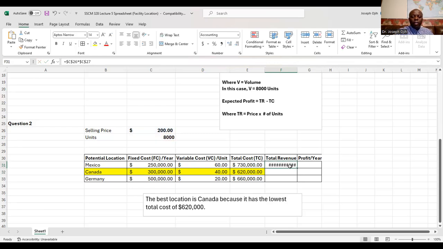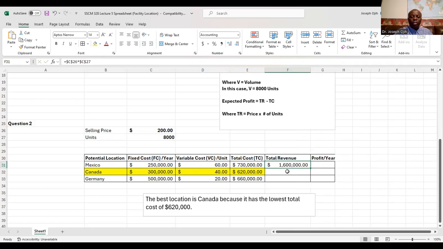It did this because the space is too small, so I'm going to extend the space. You can see that. Okay, 1,600,000. Then if you calculate it for all of them, it will be the same for all of them because it's the same output and the same price. But the one we're interested in is this one for Canada, which is the best location.